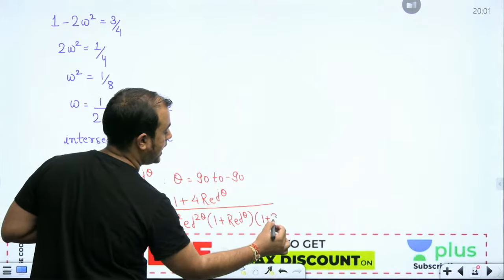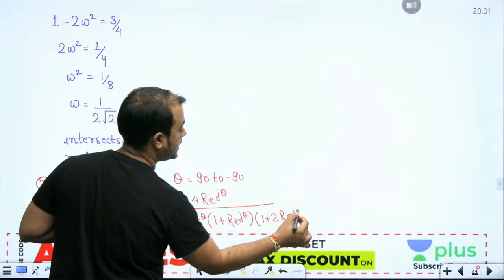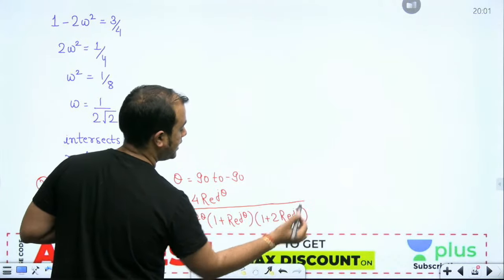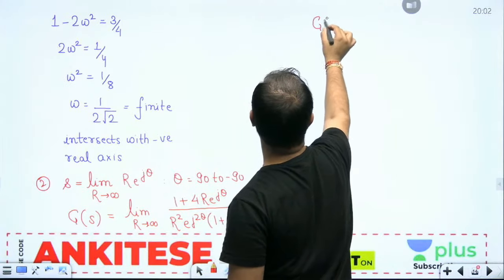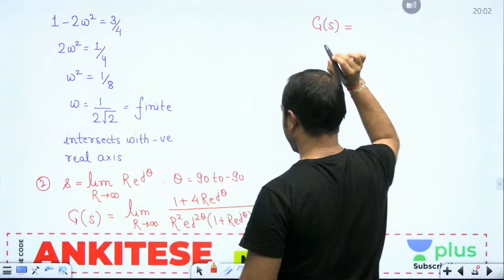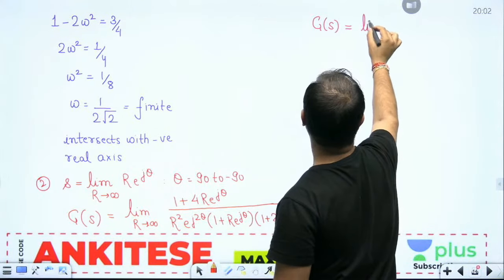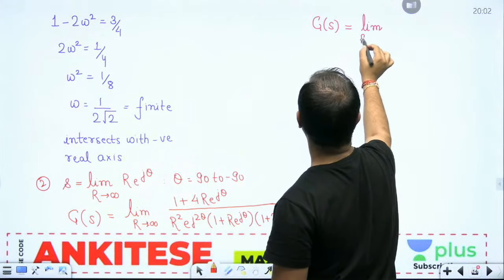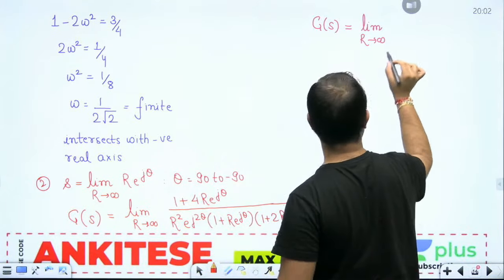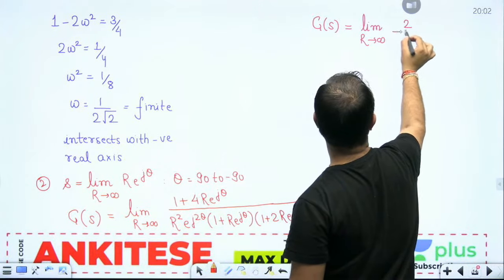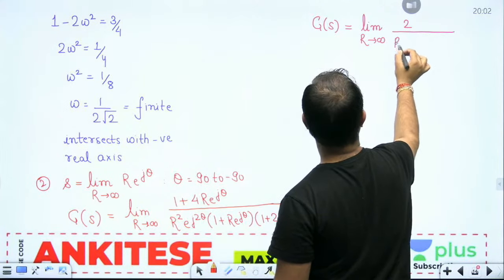Now, my dear, when R is so high, you can ignore 1 in front of R. And you will get 1. R e to the power j theta will cancel the denominator. You will get this.